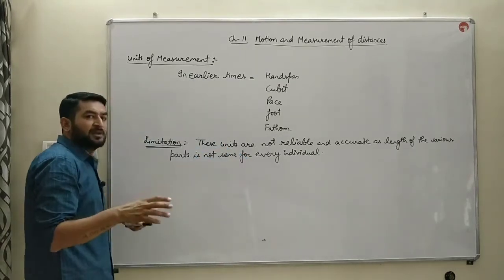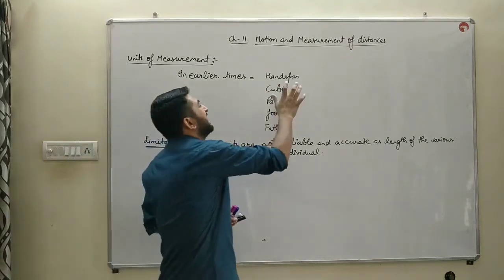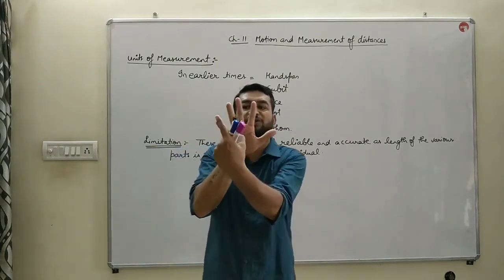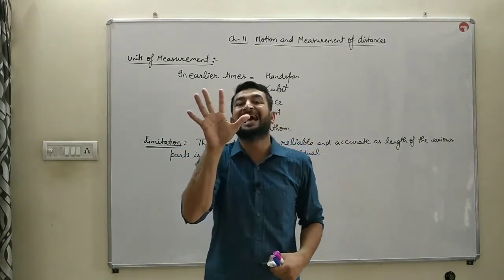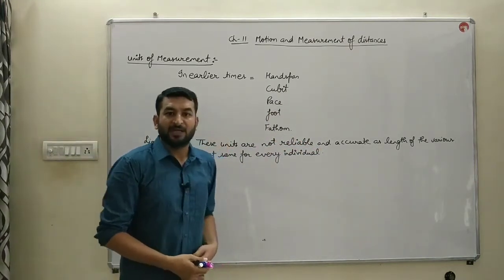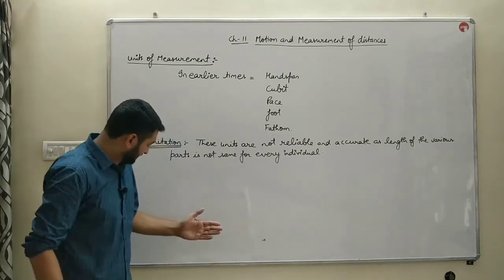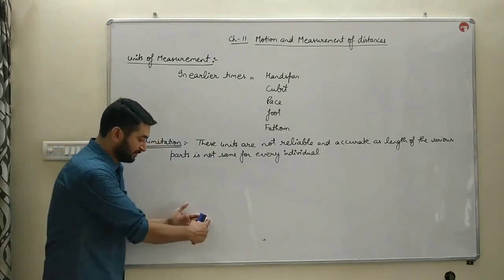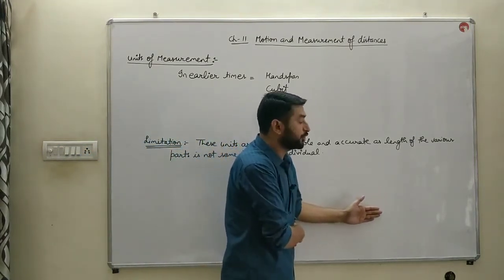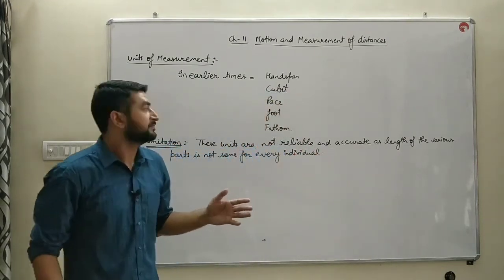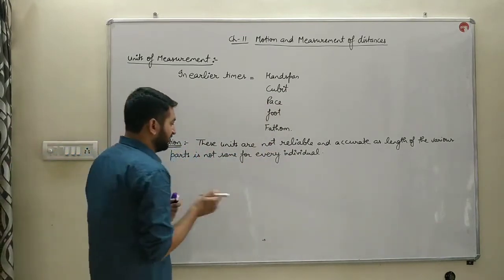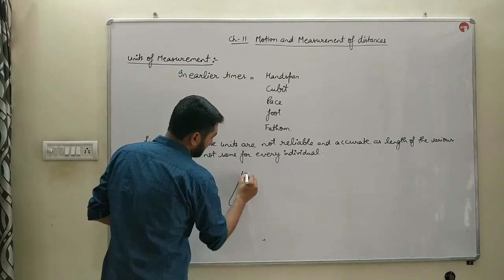For rough measurement, nowadays also we are using units like hand span. What is hand span? This distance from this tip of the thumb to this tip of the last finger is known as a hand span. Next is cubit. The length of the arm is known as cubit. This is 1 cubit. This is 2 cubits. This is 3 cubits. So this is cubit. The next is pace. Basically you can say the step.